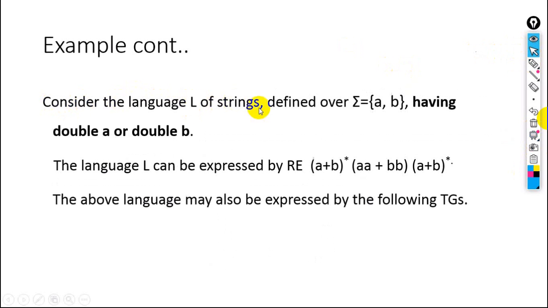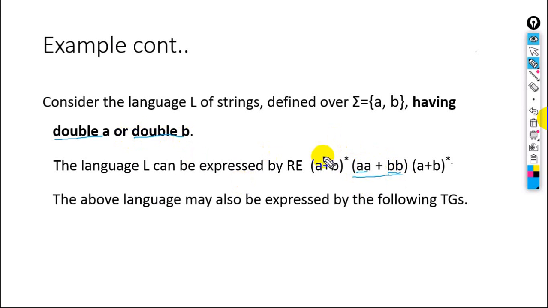Next. Consider the language of strings defined over this alphabet containing double A or double B. Here we have double A or double B. At the start and the end we can have anything, (A plus B) star, no problem, but in the middle we should have double A. The condition changes to having double A or double B, so this is double A plus double B. Okay, so this is the regular expression for this.